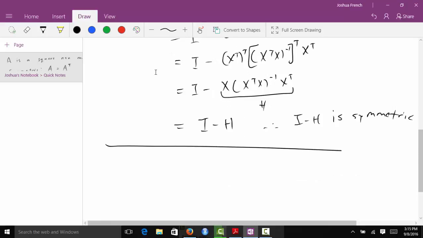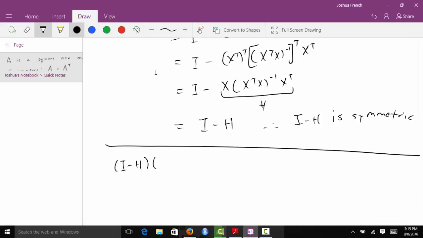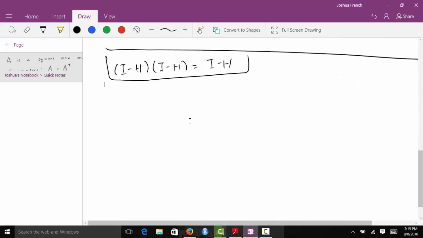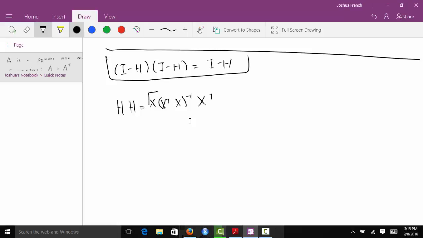And now we need to show that it is idempotent. So we need to show that I minus H times I minus H equals I minus H. That's what we want to show. So the first thing I want to do actually is show that H is idempotent. So H times H is X times X transpose X inverse times X transpose. We multiply that by the same thing, X times X transpose X inverse times X transpose.